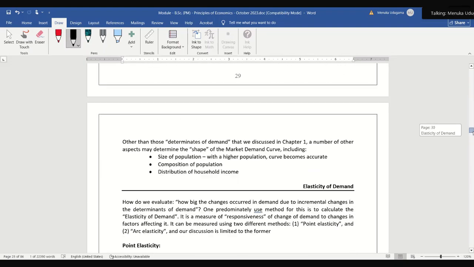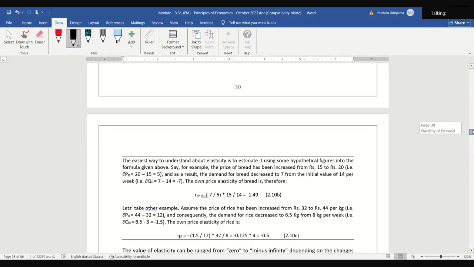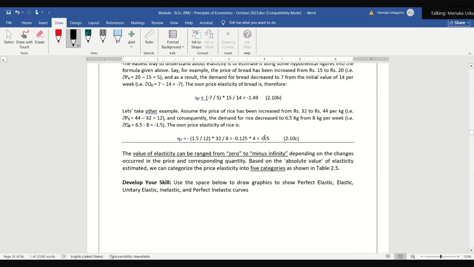Then I will discuss elasticity of demand. As economists, we want to know how responsive demand is to factors. If price changes by 5%, what percentage does demand change? If income changes by 10%, what percentage? Elastic means stretchy, how responsive the demand is to the factors. So here you can calculate a value for demand elasticity.